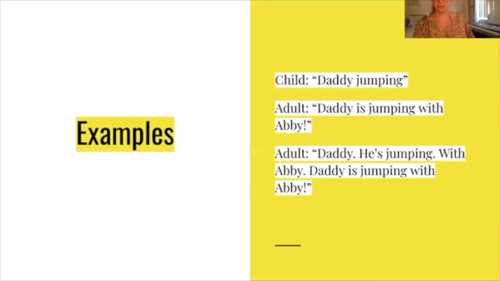So here's another example. The child says, Daddy jumping. The adult says, Daddy is jumping with Abby. Daddy, he's jumping with Abby. Daddy is jumping with Abby, right? So you're building up, chunking it, breaking it down, and then building it back up.